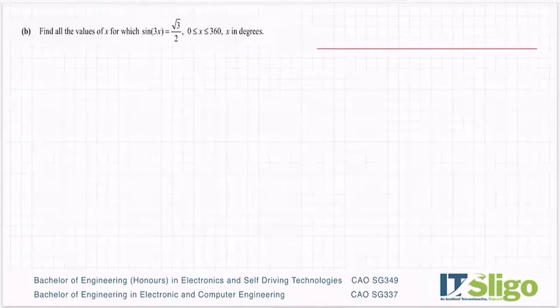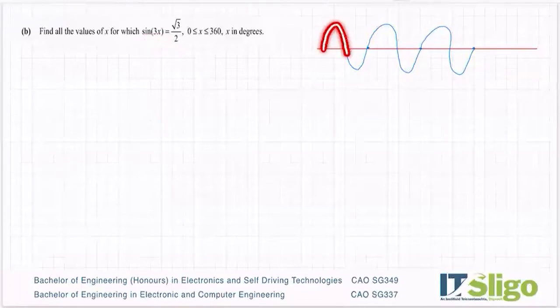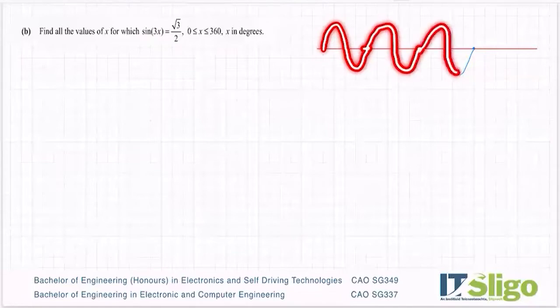It's not essential that you draw the diagram, but I'm just going to draw it anyway. Did I get it right? So that's 1 cycle, 2 cycles, 3 cycles. I just went a little bit too far. You see the way it was sine 3x? Well, I drew 3 cycles. So back to where I started, that's 1 cycle of a sine wave. There's cycle 2, there's cycle 3.